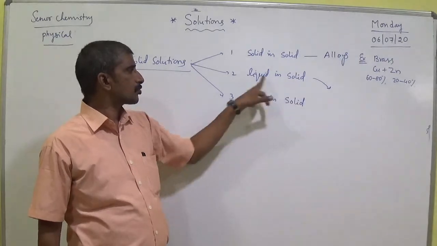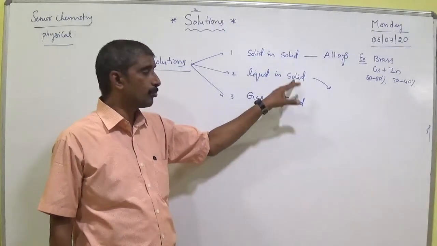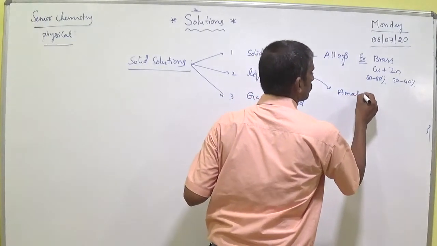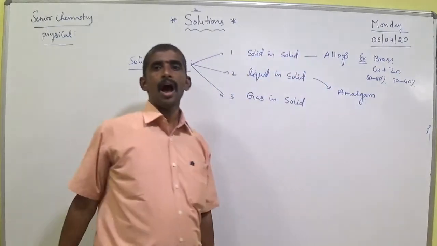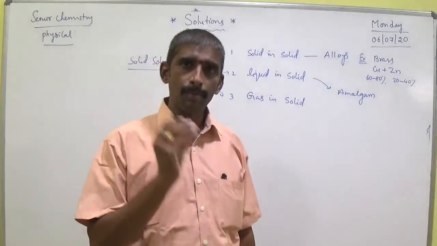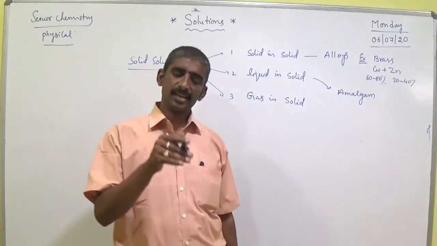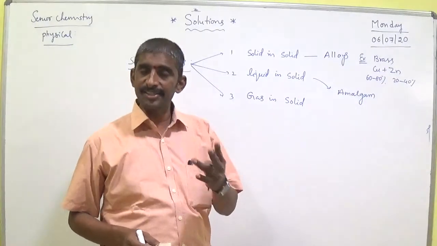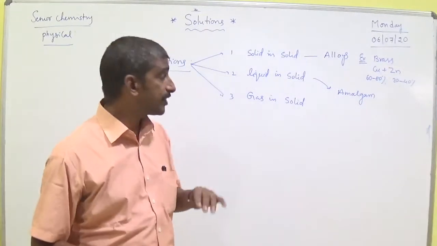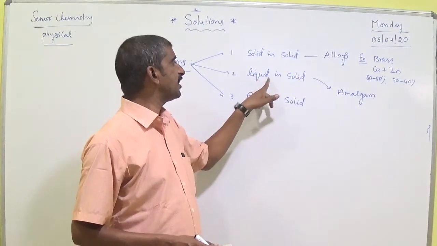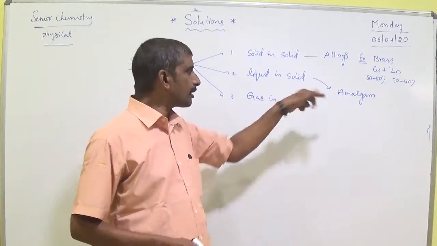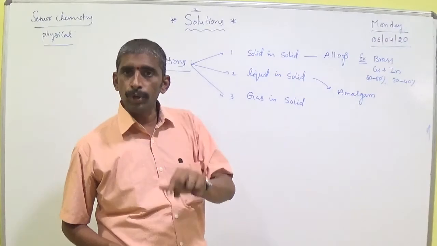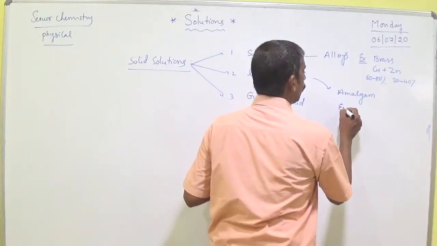Here the liquid is the solute, the solid is the solvent. Liquid is less, solid is more. Liquid in solid, best example, amalgam. What do you mean by amalgam? Amalgam means a mixture of mercury with some metals, not all metals, mainly highly reactive sodium and zinc. Amalgam is which type of solution? Liquid in solid. Example, sodium amalgam.